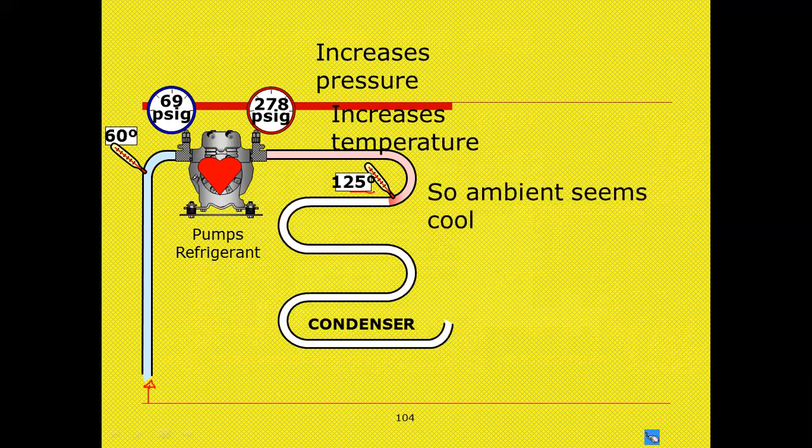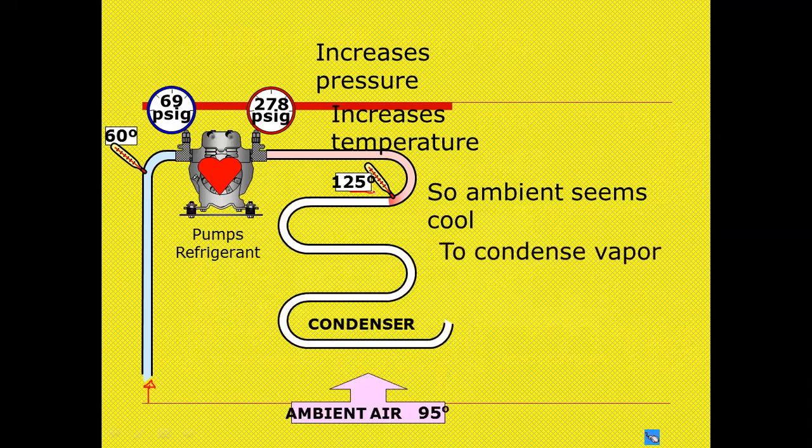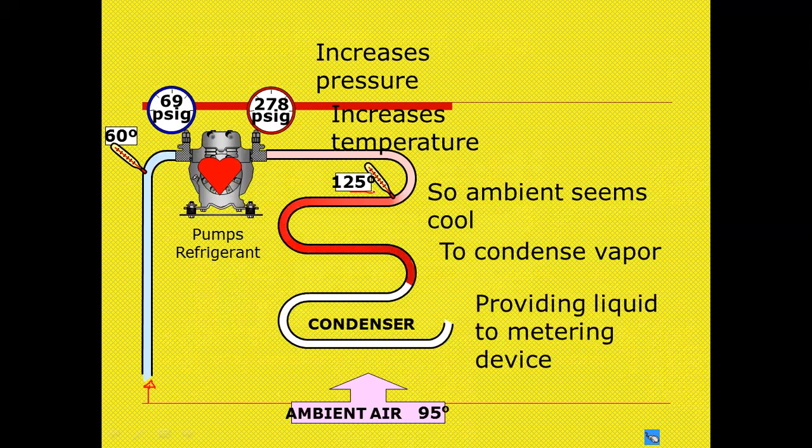Now at this ambient seems cool. So at this point the condenser vapor, the ambient air is 95 degrees. Therefore it is directly passing into the condenser zone and providing the liquid to the metering device. So this happens in the compressor, which is shown in the animated type, a brief type. So how it is providing the liquid to metering devices. Got it?